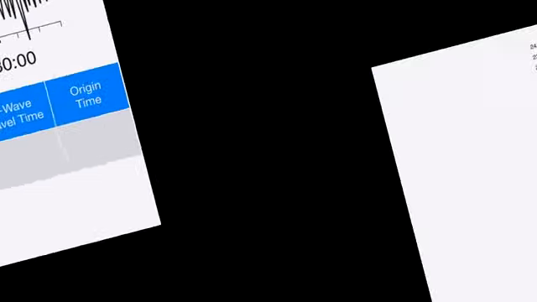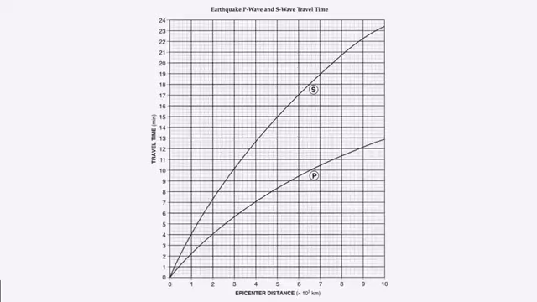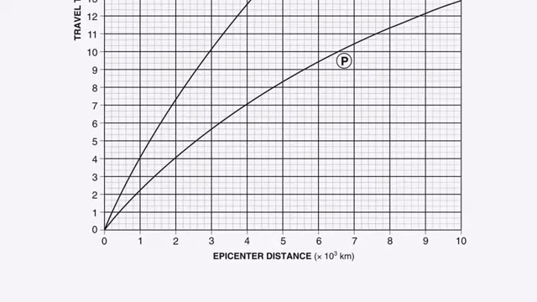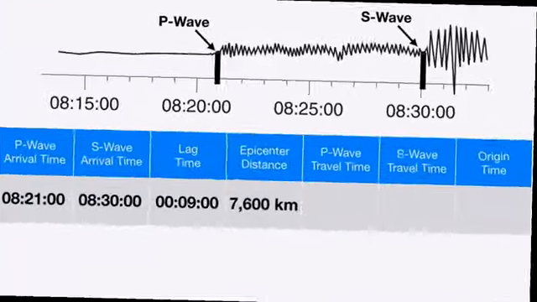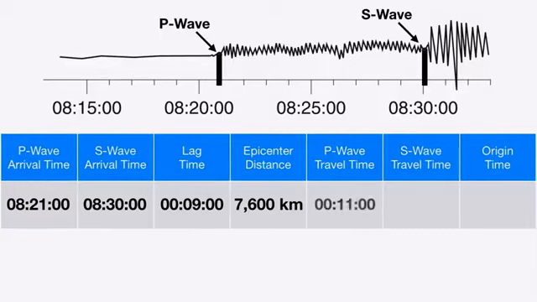So let's go back to our chart and let's find that distance that we just established, that 7,600, down on the bottom of the chart. And we'll go up from that until we hit the P curve. And once we hit that P curve, we'll head over to the left and we'll see that it takes a P wave about 11 minutes to travel 7,600 kilometers. So I'm going to add that to my chart.